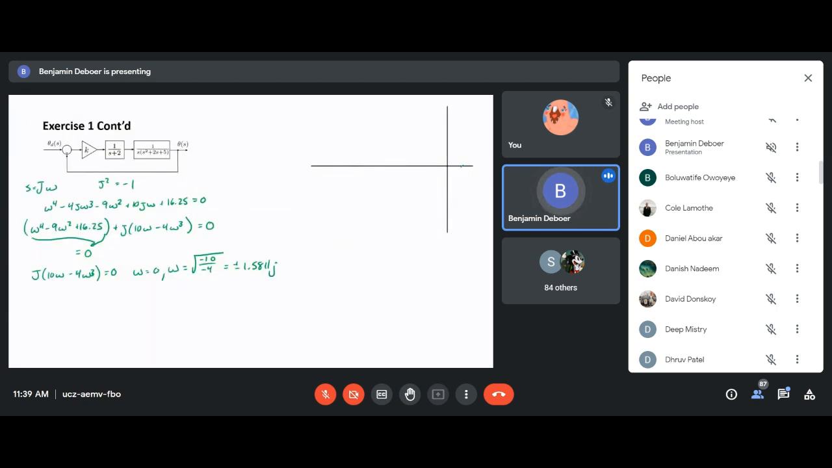Are there any questions about this question before I go on to the next one? Any clarification I can bring, please let me know.